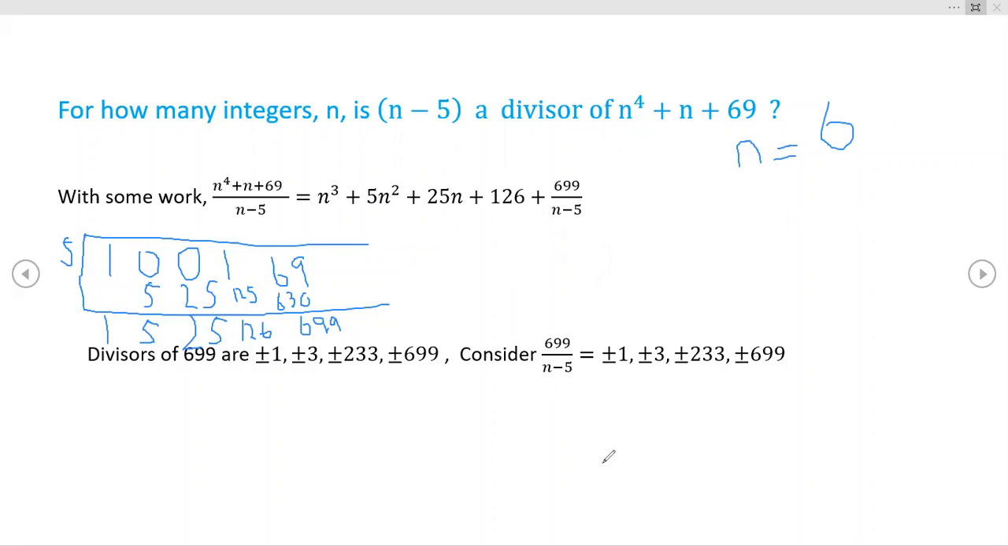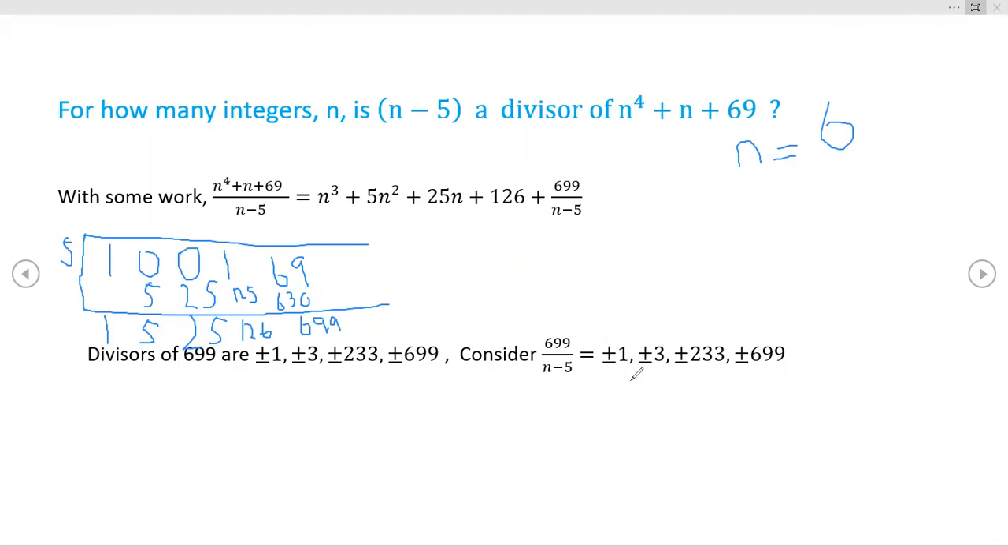Now, we caught a little bit of a break here because 699 is almost a prime number. 699 only has divisors 1, 3, 233, and 699. It takes some work to verify that, I guess, but anyway, it's almost prime. So we have plus or minus 1, plus or minus 3, plus or minus 233, and plus or minus 699. Right now, you could just argue there is a solution for each one of these and be done, and that would be 8 solutions.